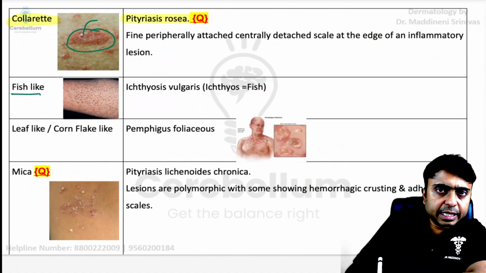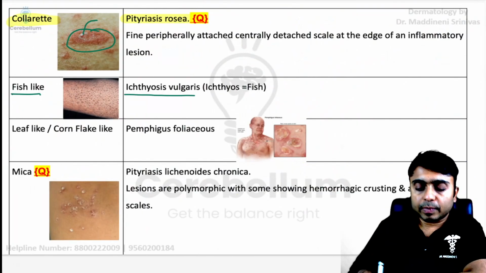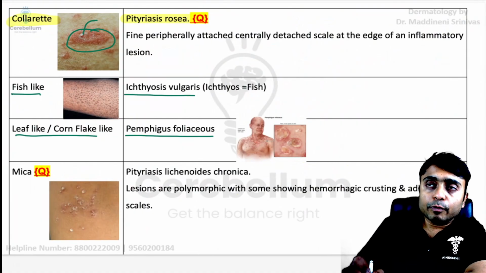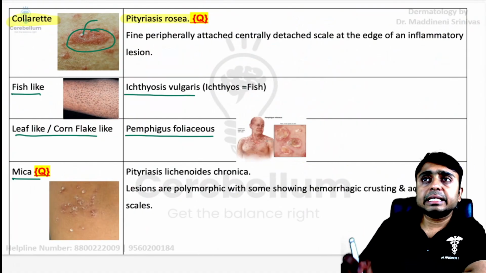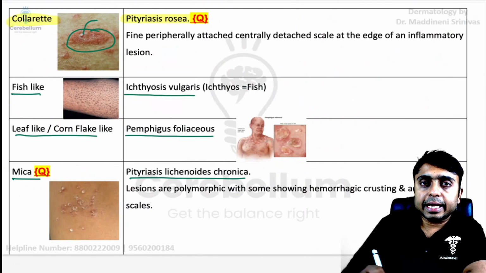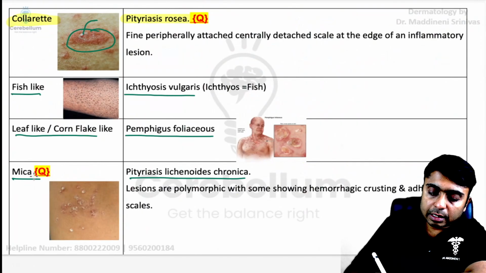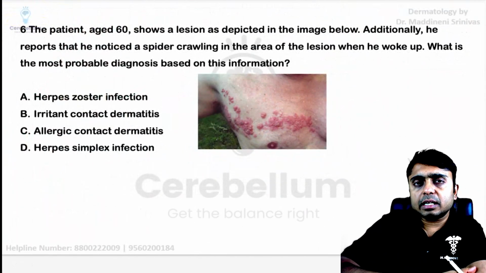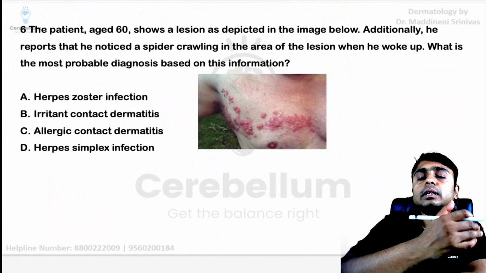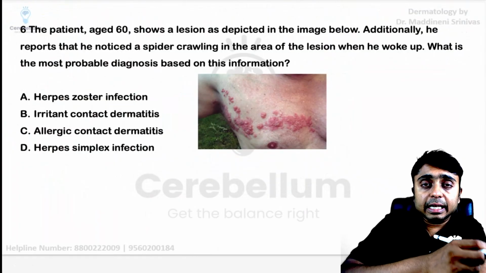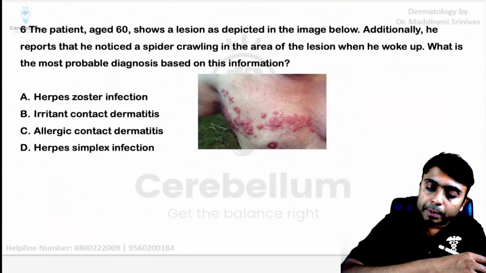Fish-like scale, ichthyosis vulgaris. Leaf-like or cornflake-like scales can be seen in this immunobullous disorder, which is pemphigus foliaceus. Mica scales are seen in pityriasis lichenoides chronica, which you are able to see here. Okay, that was about the scales, and it is very important to remember the various types of scales and the disease conditions. Why? Because there is every possibility that this question might be repeated in the upcoming exam.